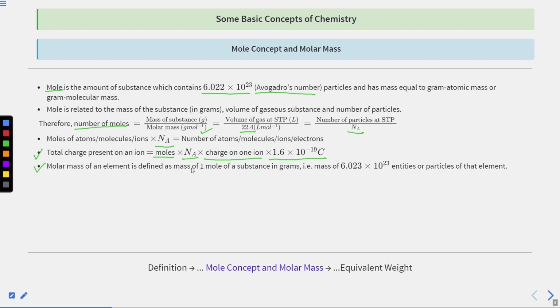Molar mass of an element is defined as the mass of 1 mole of a substance in grams, that is, the mass of 6.022 into 10 to the power 23 entities or particles of that element. So these are some of the mole concepts which we have studied in this slide.